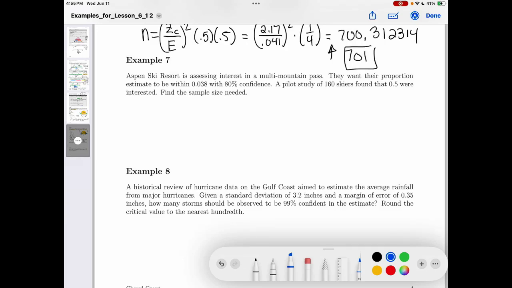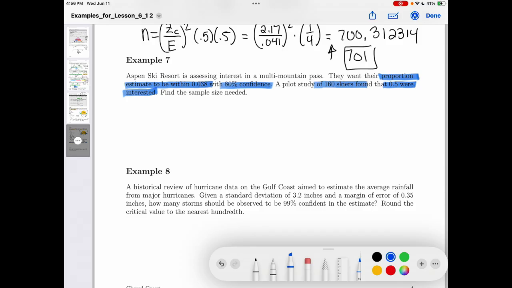The last two examples are going to be sample sizes again. We're going to practice this. So example 7 says, Aspen Ski Resort is assessing interest in a multi-mountain pass. They want their proportion, we're using proportions, to estimate and be within 0.038 with an 80% confidence level. We have a pilot study of 160 skiers found that 0.5 were interested. Find the sample size needed.